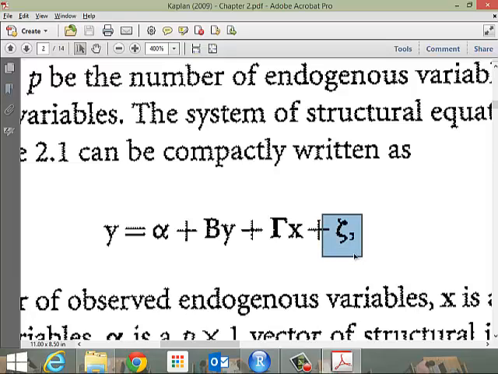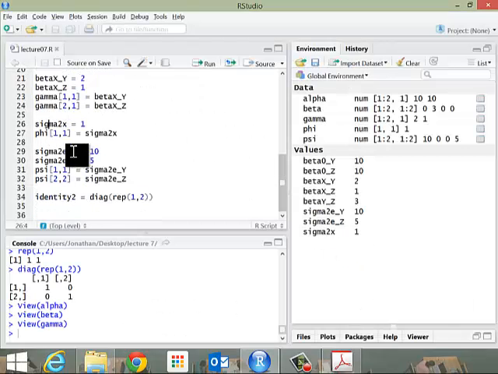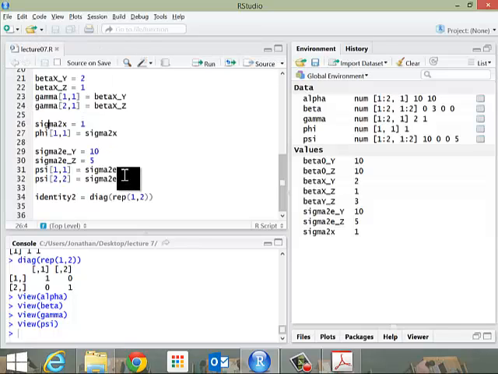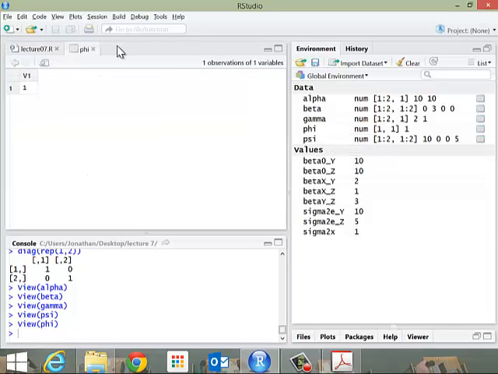That contained the errors, but because these errors have variances to them, the variances were held in something they call the psi matrix. Right? So that psi matrix was 2 by 2. The diagonal elements gave us our residual variances for each of our endogenous variables. The other matrix that was left out was our covariance matrix for our exogenous variables, and that was what we called phi. And because we only have one, that thing is 1 by 1 itself.